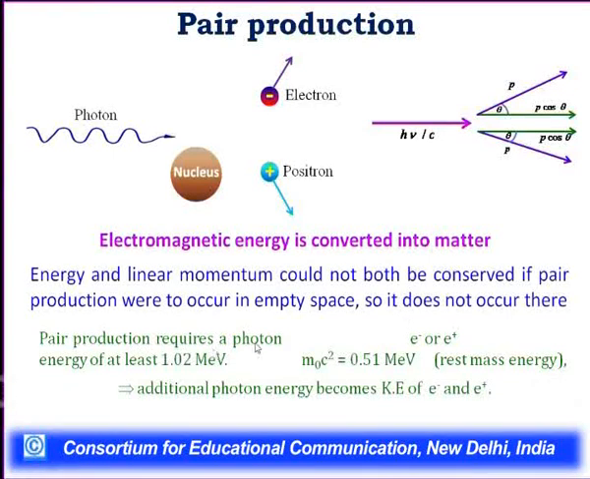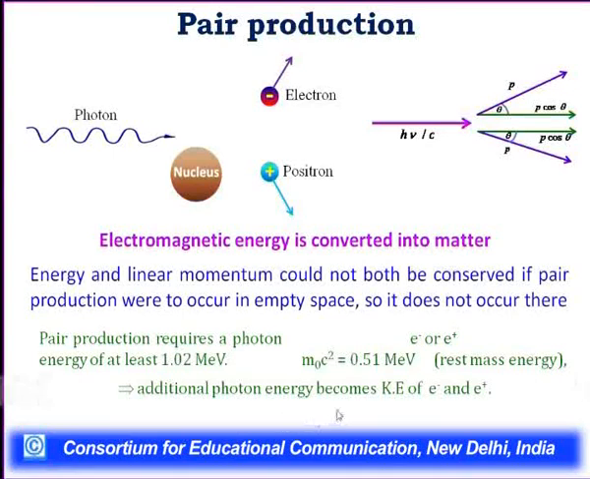Pair production requires a photon energy of at least 1.02 mega electron volt, and E minus or E plus is defined by m naught c squared, which is equal to 0.51 mega electron volt, the rest mass energy.